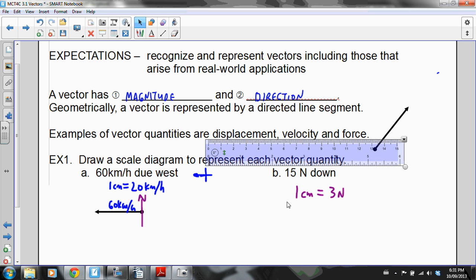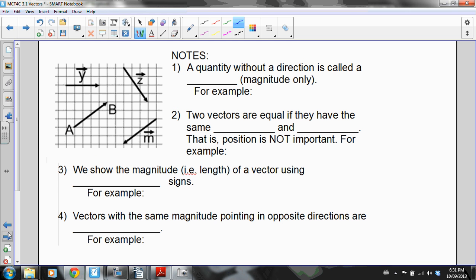Well, you'll trust me that down, if I could figure out how to turn my ruler, I'd put this 5 centimeters down. I'd measure it 5 centimeters and push it down. This is why you practice these things on the smartboard before it's game time. 15 newtons. And measure that. So you can measure that. That's exactly 5 centimeters long. All right, scale diagrams, part of vectors.